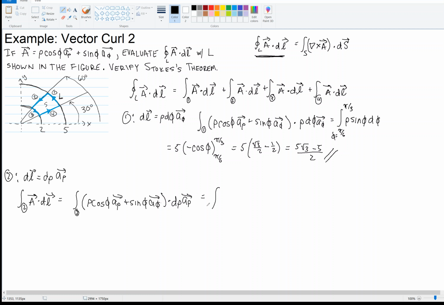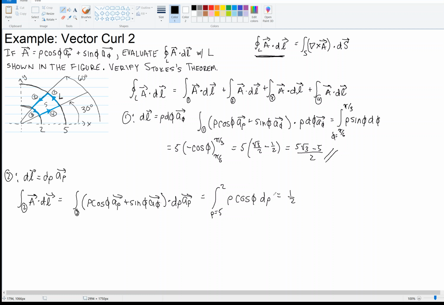This becomes rho cosine phi d rho now. Rho changes from 5 to 2, and the order matters. It's a little weird writing from 5 to 2, but it's true. Rho is going from 5 to 2. So cosine phi here is a constant, so it can come out of the integral, and phi is held constant at 60 degrees. So the cosine of 60 degrees, and we said this before, was 1/2, right?